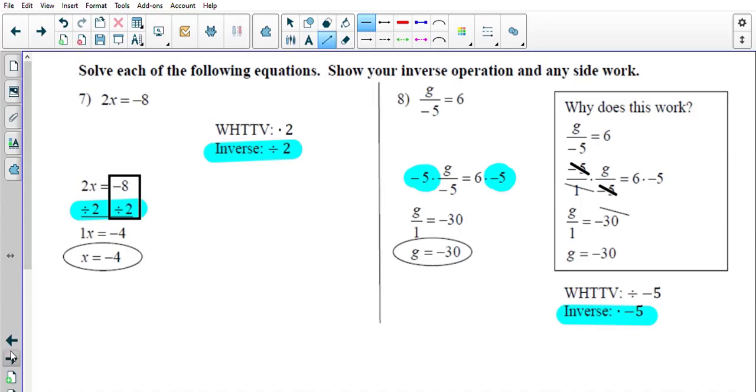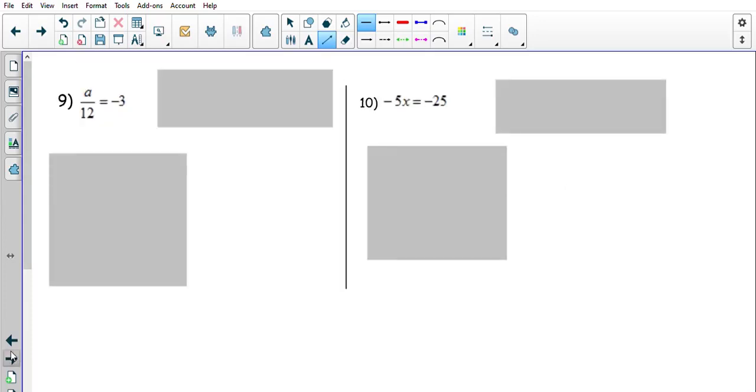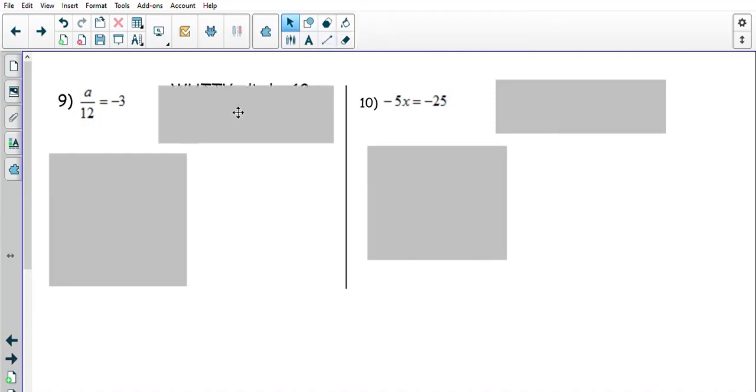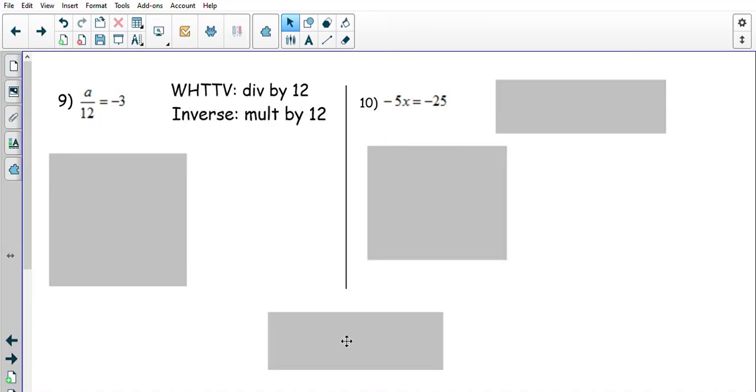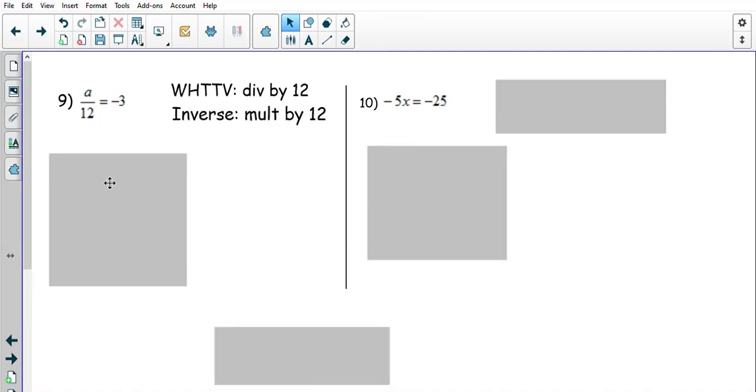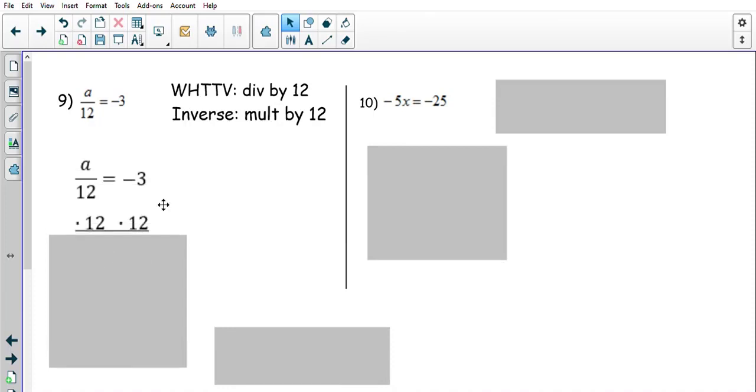All right, let's take a look at number 9. So a over 12 equals negative 3. What's happening to the variable? Well, we're dividing by 12. What's the inverse of dividing by 12? Multiply by 12. So what I'm going to do is show multiply by 12 on both sides of my equation. Again, always the inverse. You can write it right underneath like I did here.